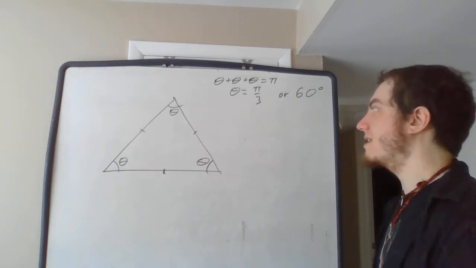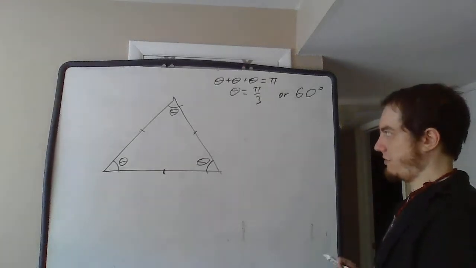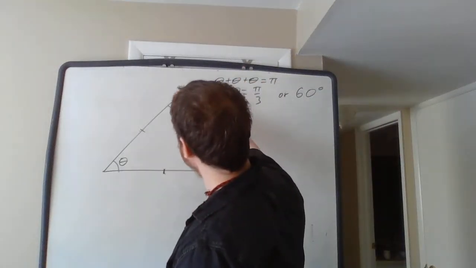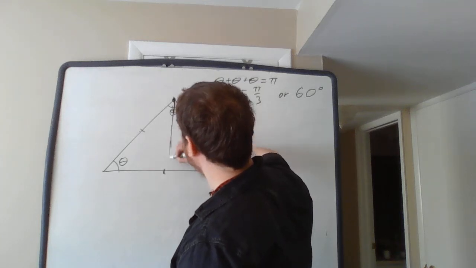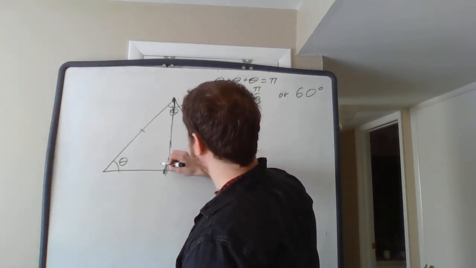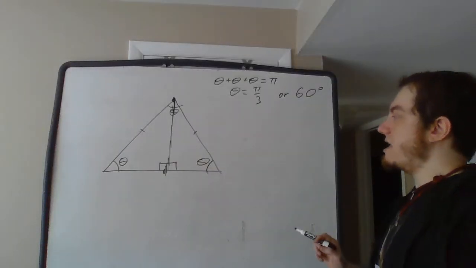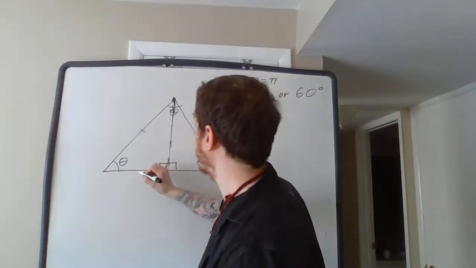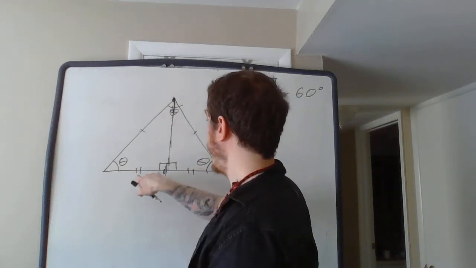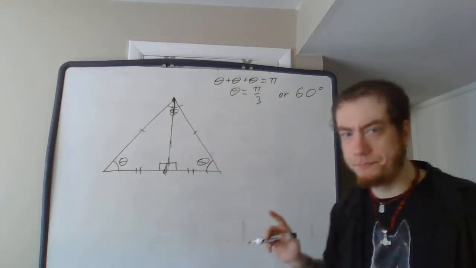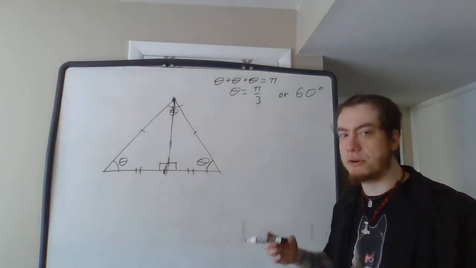Well, here's the thing that I can do that is going to give me a right triangle that I can work with. I'm going to start at the top here, and I'm going to drop a perpendicular line down to the bottom. Now, I claim that this perpendicular line cuts the base of this big triangle in half exactly. I'm not going to prove that. That's something that you would prove in a geometry course.